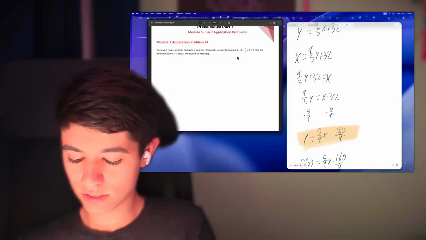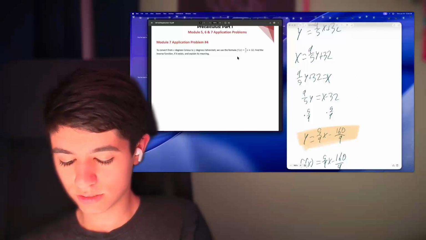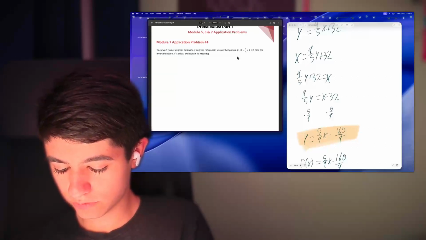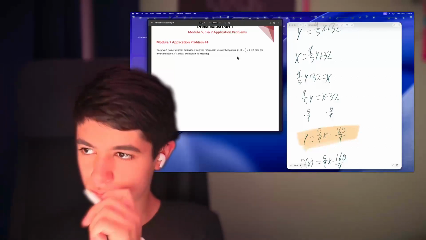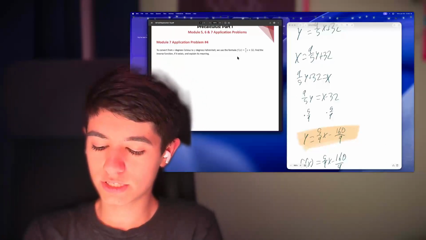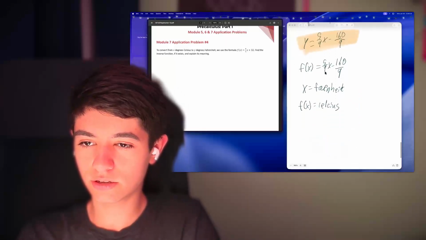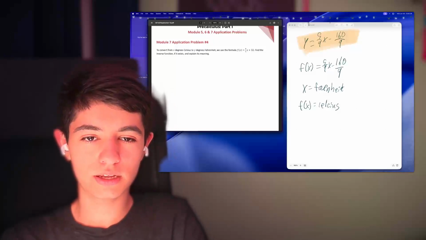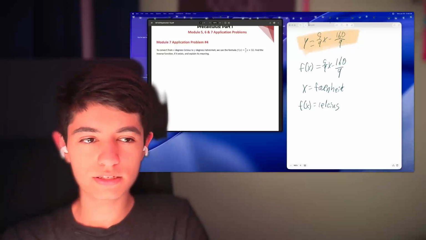So the meaning of this here is that x equals Fahrenheit and f of x equals Celsius. So the original equation was converting from Celsius to Fahrenheit, and this converts Fahrenheit to Celsius. And I think that is it.